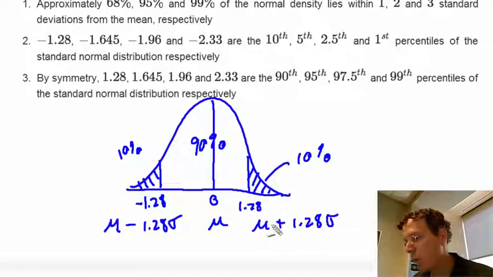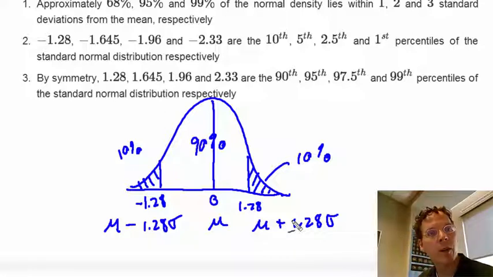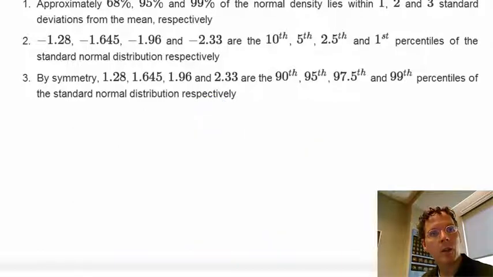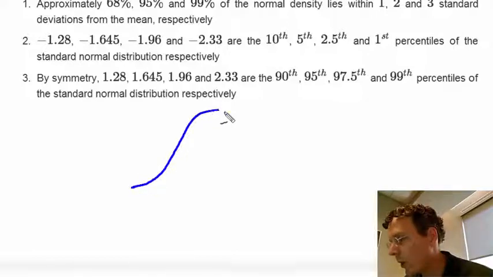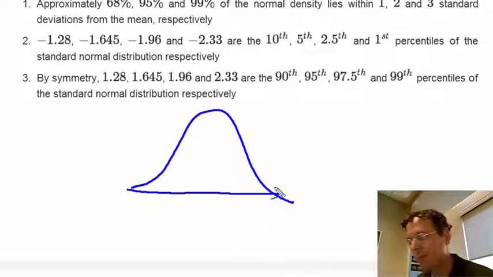So this point 1.28 on the standard normal and mu plus 1.28 times sigma on the potentially non-standard normal would be the point such that 10% lies above it and 90% lies below it. Let's do one more. One of the more important quantiles that we have to remember is 1.96, or close enough to 2. We often round it up to 2.